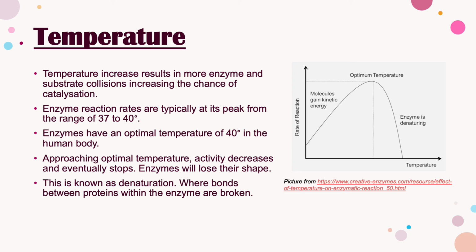Enzyme reaction rates are typically at their peak in the range of 37 to 40 degrees. Enzymes have an optimal temperature of 40 in the human body. Beyond the optimal temperature, activity decreases and eventually stops. This is because enzymes will lose their shape. This is known as denaturation, where bonds between proteins within the enzyme are broken.